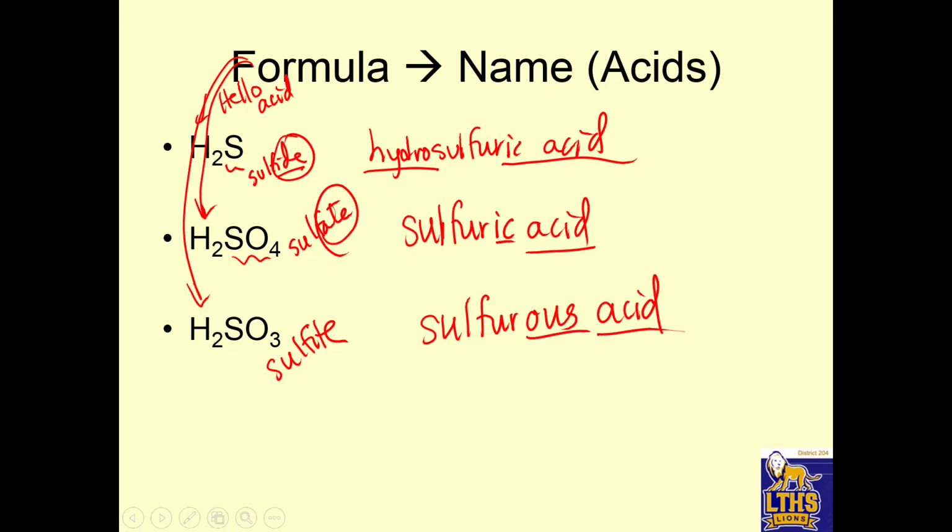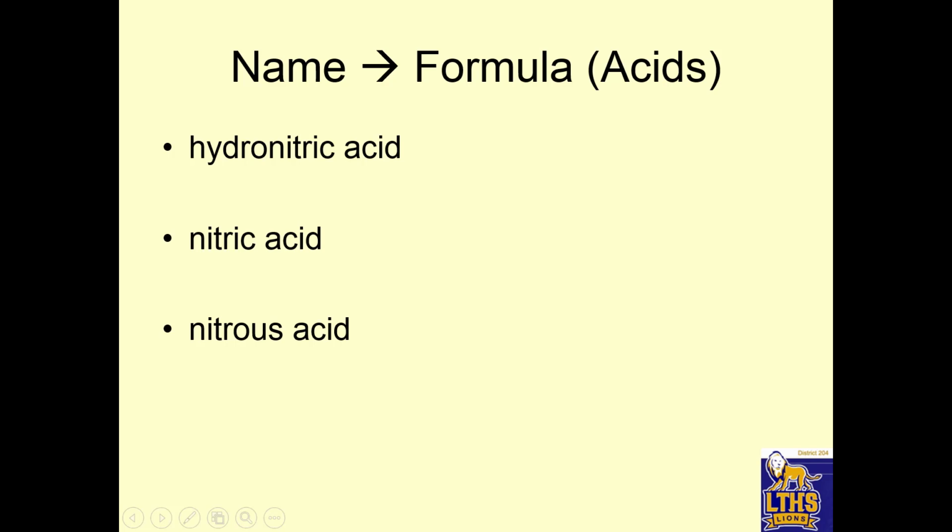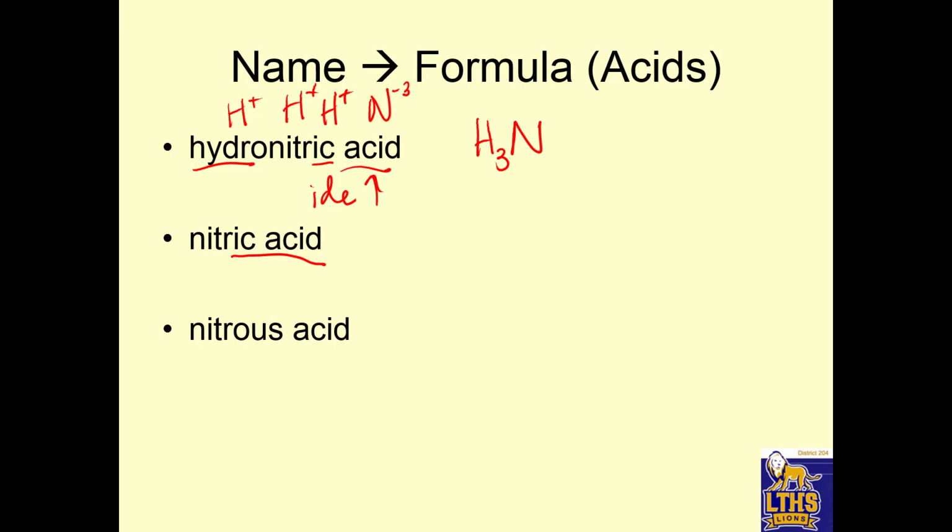Okay. All right, what if you get an acid in name? How do you recognize it? It says acid right there. So that means we're going to have an H plus, and then ic and hydro came from IDE, so it must have come from nitride. So now we have to make this equal 0. H3N, hydronitric acid. We look at this one and we say ic acid, hello.